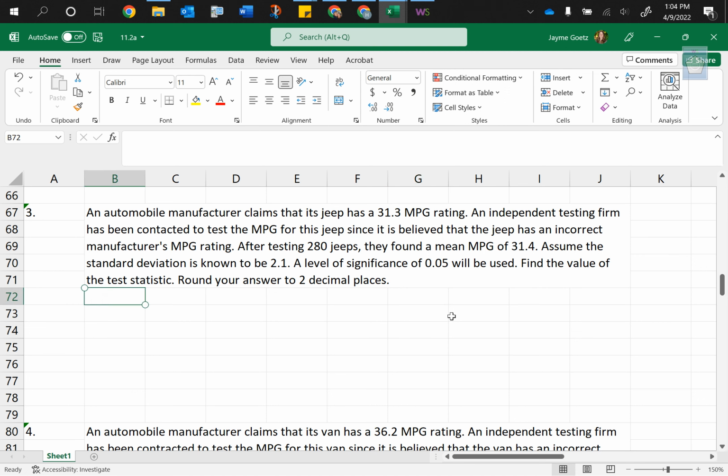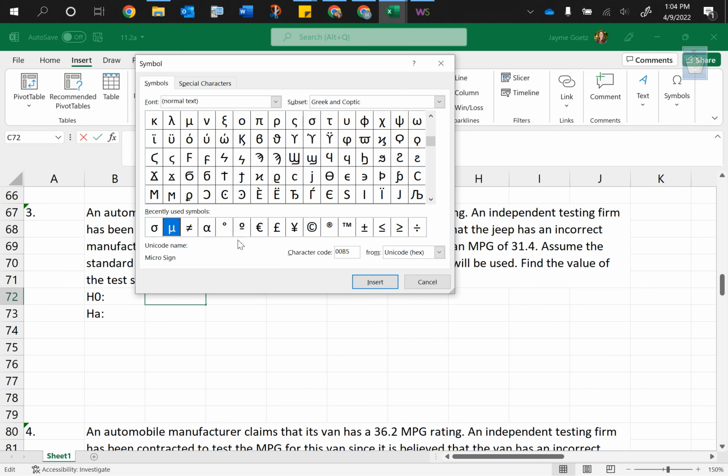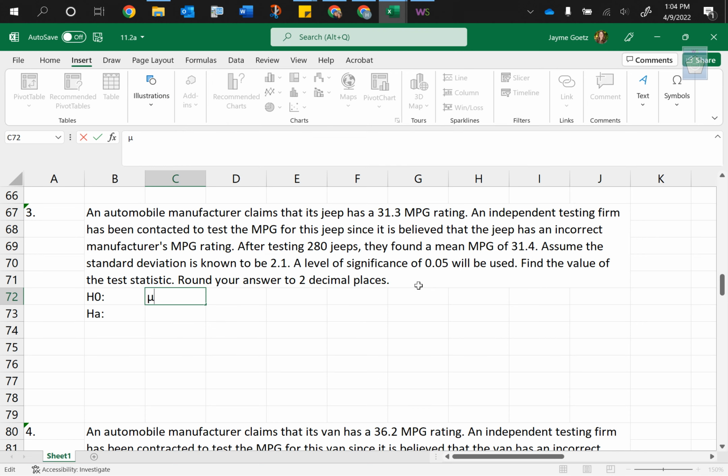So, from this information, we need to figure out my null hypothesis, my alternative hypothesis, and then I just want to document all of the other things that I found. So first I'm going to find my null hypothesis, then my alternative hypothesis. So my null hypothesis, let's read it again. An automobile manufacturer claims that its Jeep has a 31.3 miles per gallon rating. So I want to insert a symbol here. That's going to be mean. So mean equals 31.3.